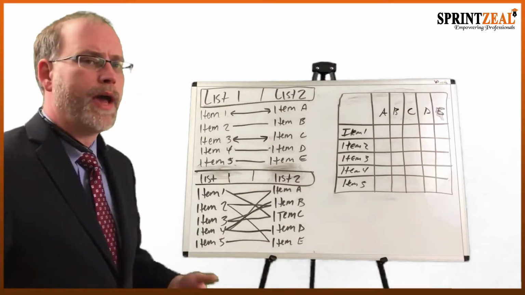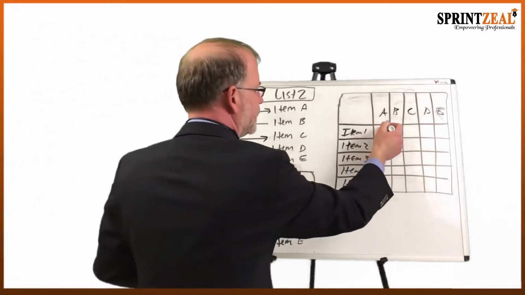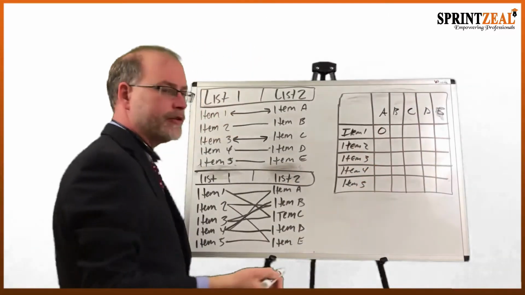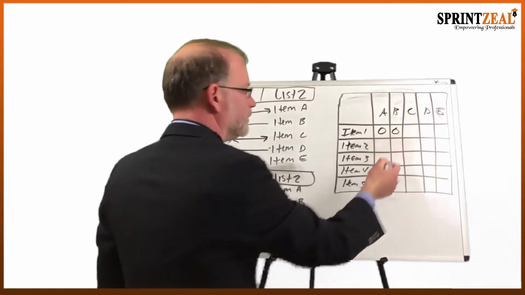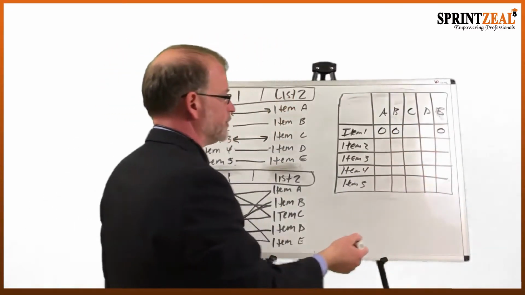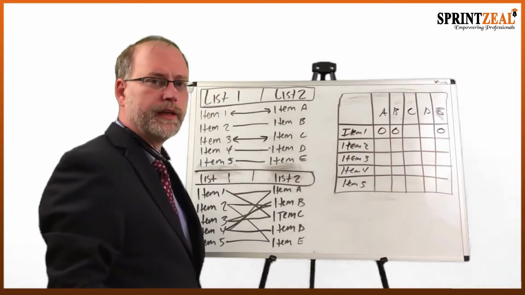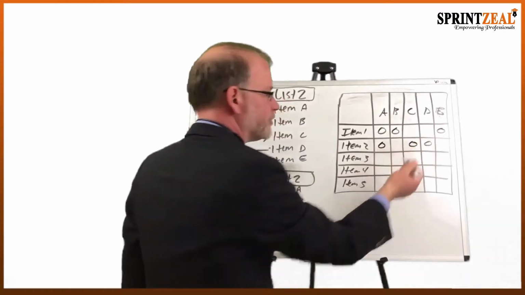So now we can start mapping out these relationships. What we can do is start saying that item A and item 1 have a relationship. And then we can also say kind of the same thing here, right? And then we can also say that item E and item 1 have a relationship. So item 1 touches those 3 things.